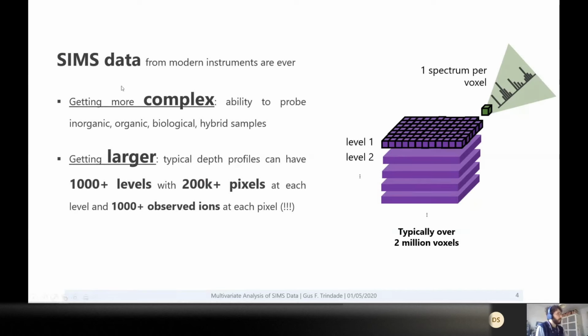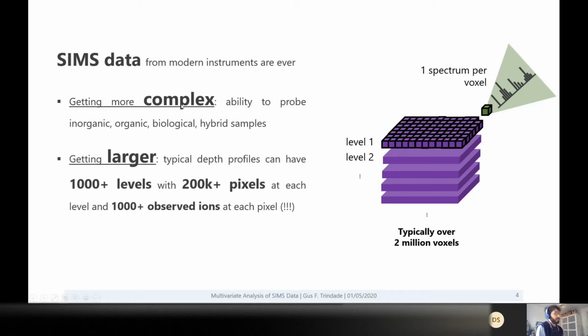Right, so SIMS data, as you all know, especially from these modern instruments, are getting more complex every year, because we can see inorganic samples, organic samples, biological samples, and hybrid samples with all these things. Back in the day, we used to only look at inorganic things with SIMS and with low mass resolution, but now we can see all kinds of samples.